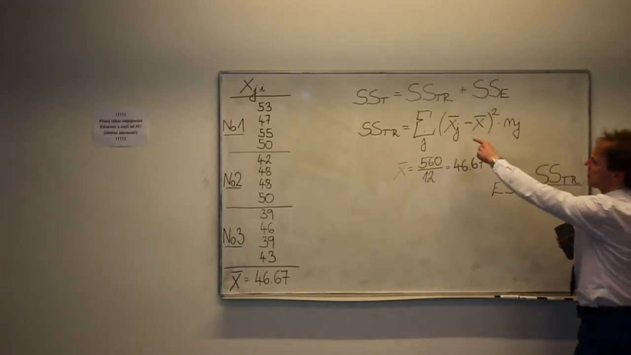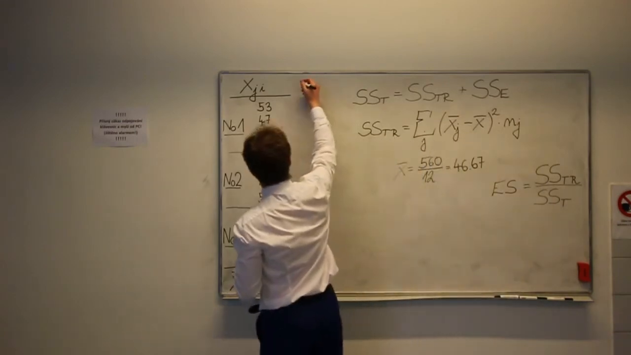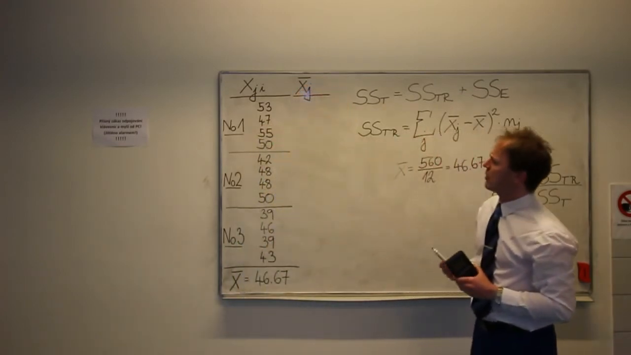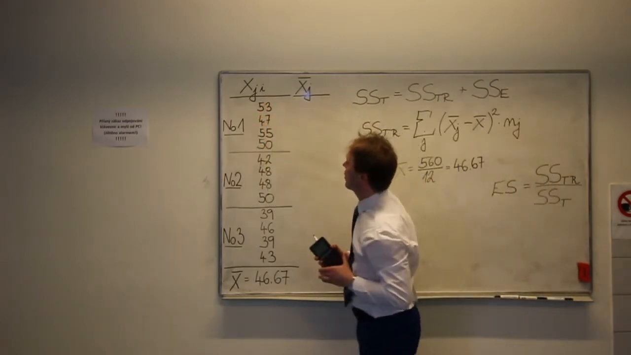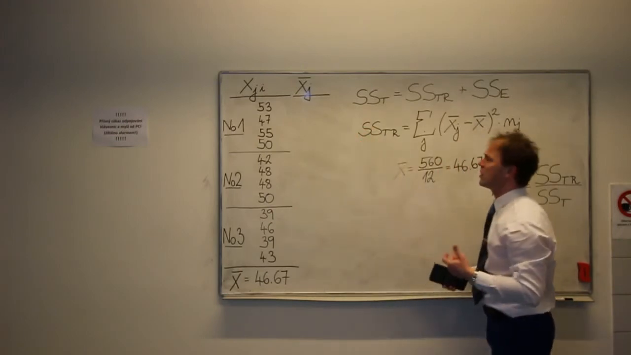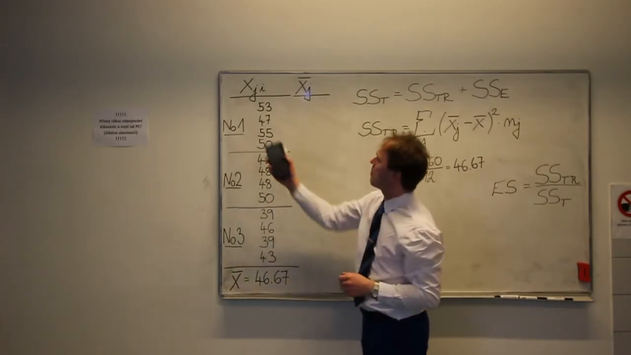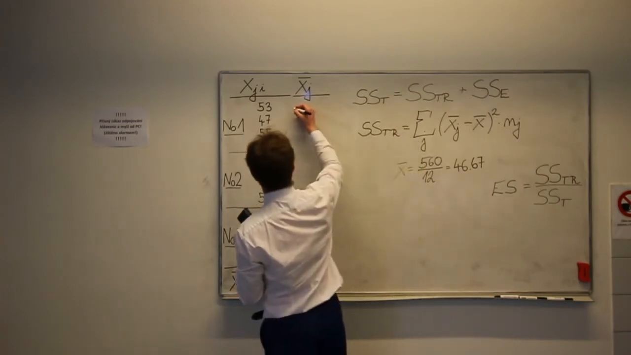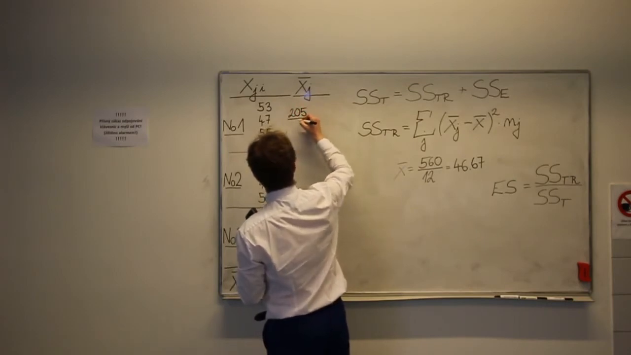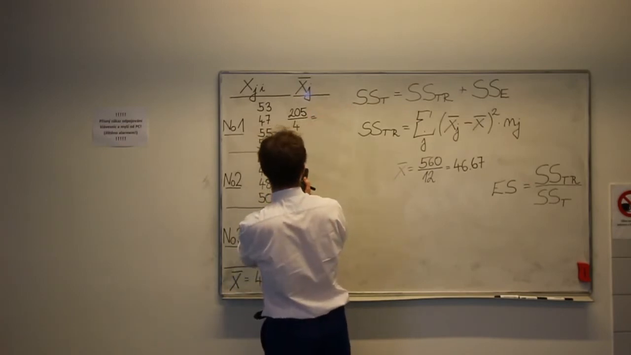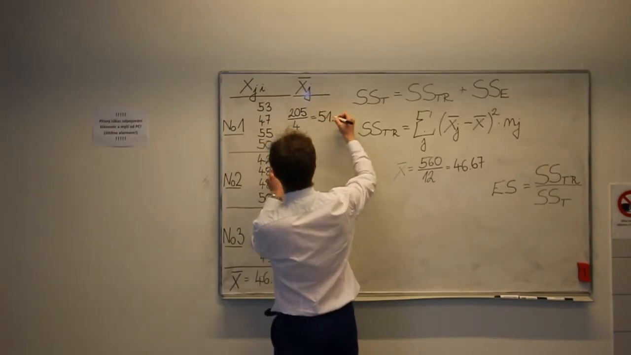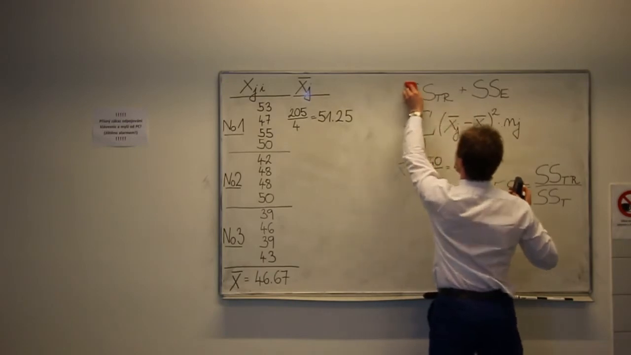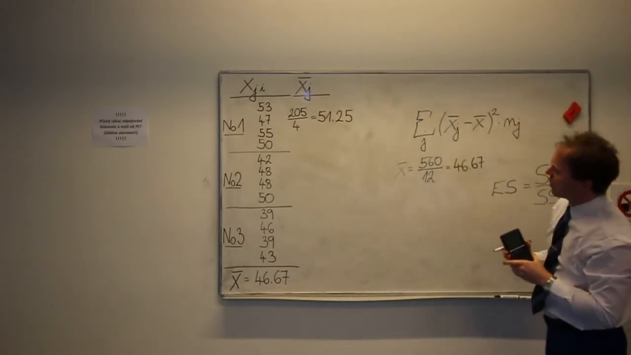Okay, so what do we need else? Individual means, individual averages, x_j with stripe. So the means, the averages for the particular teacher, yes? It will be again very easy, because it's a summation of four values divided by four. For example here, number one will be 53 plus 47 plus 55 plus 50, so there is 205 divided by 4, and the result is 51.25. So this is the first important mean. Okay, so we can continue.